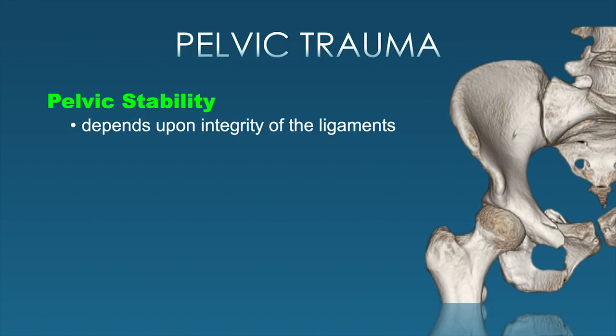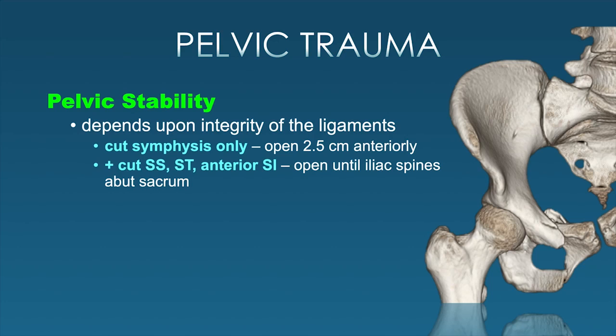So pelvic stability is really going to depend upon integrity of the ligaments that we've just reviewed. If you cut open the pubic symphysis only, you can spread open about 2.5 centimeters anteriorly, and that's going to be the extent of widening here, and that's still a stable situation. But if, in addition, we start to cut through the pelvic floor ligaments, our sacrospinous and sacrotuberous ligaments, as well as the anterior SI joints, we are going to open one hemipelvis until the iliac spines abut the sacrum posteriorly in the back here.